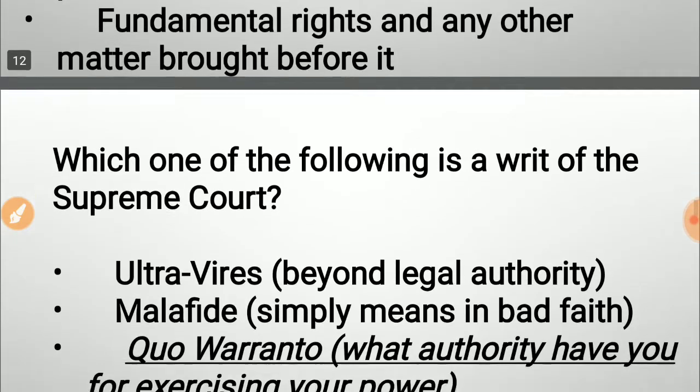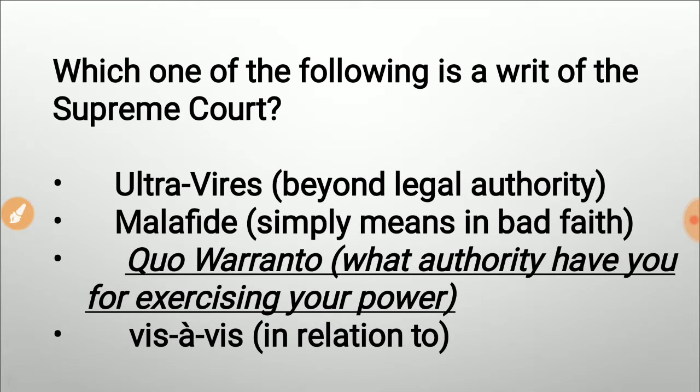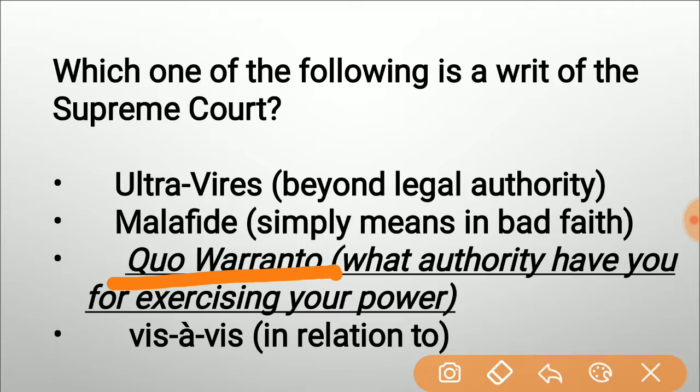Okay. Which one of the following is a writ of the Supreme Court? Ultra vires is not a writ. Vis a vis is simply known for use in the meaning of in relation to. Malafide means in bad faith, meaning someone who does not have good intentions, who is doing something with ulterior motives. So the correct answer here is quo warranto. It literally means what authority have you for exercising your power.